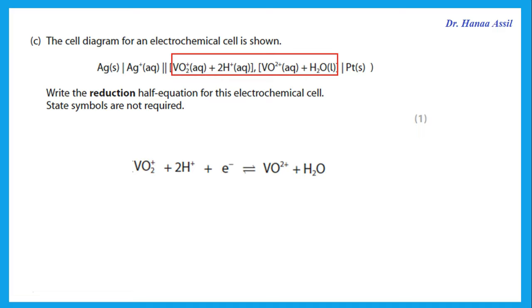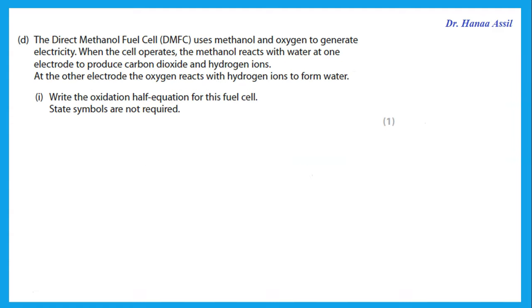Check to see if it is balanced as it is. Well, yes, it is balanced, so that is our equation. The direct methanol fuel cell uses methanol and oxygen to generate electricity. When the cell operates, methanol reacts with water at one electrode to produce carbon dioxide and hydrogen ions. At the other electrode, oxygen reacts with hydrogen ions to form water.